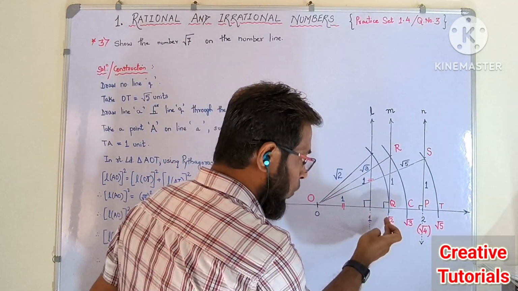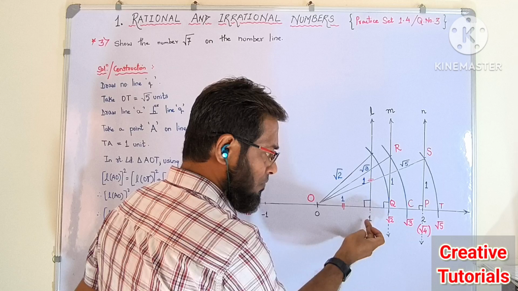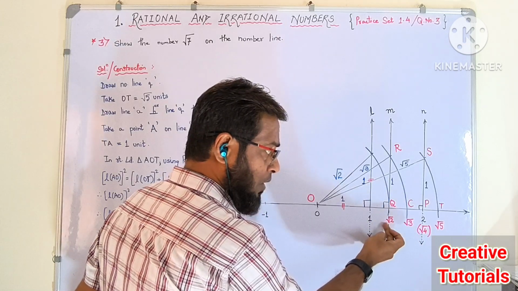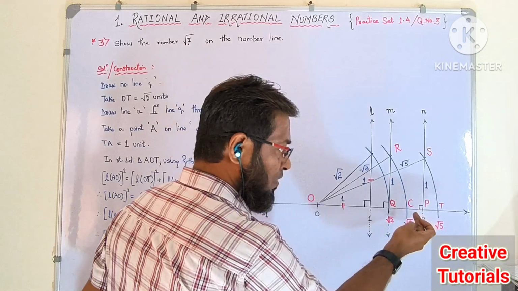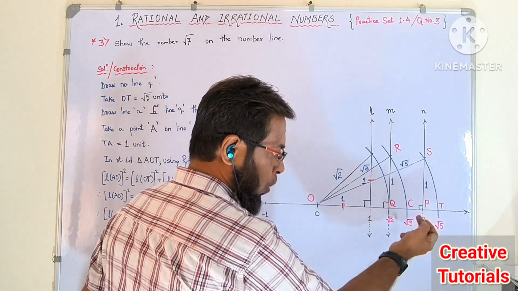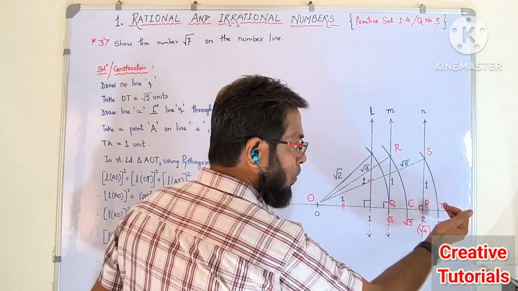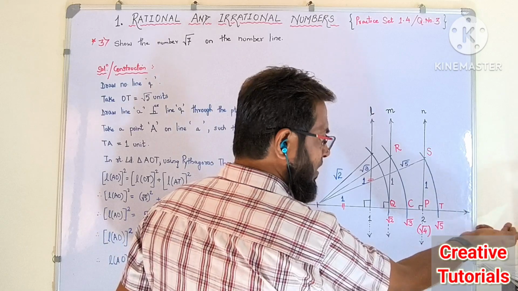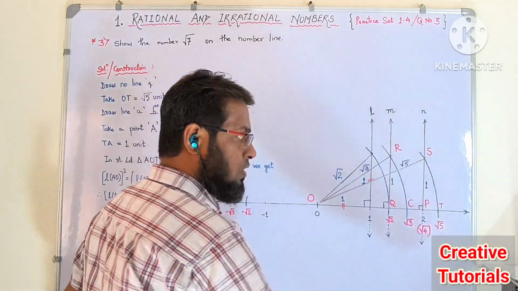You see, for root 2 we required number 1. For root 3 we required number 2. For 2 we need root 3. For root 5 we need root 4 or 2. Similarly, for root 6 I will need root 5. That means for root 7 to show I will need root 6.